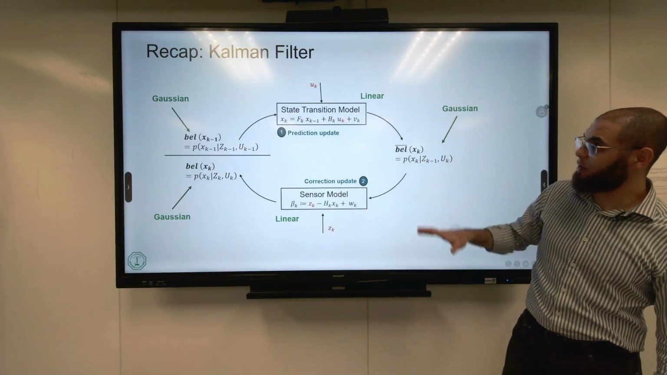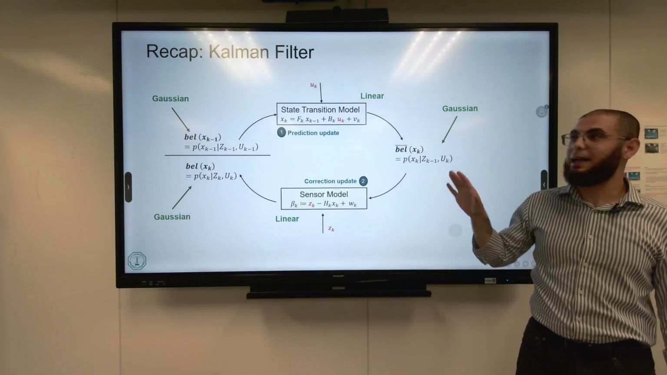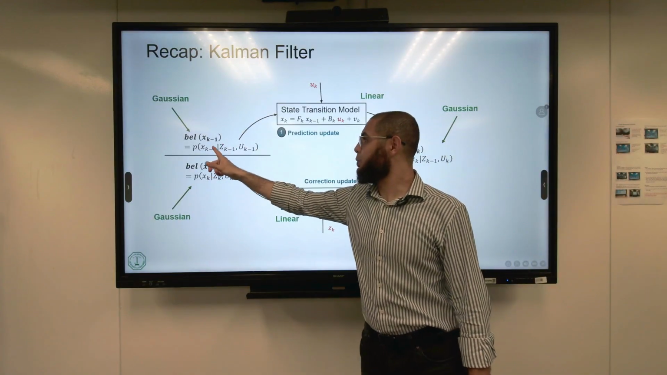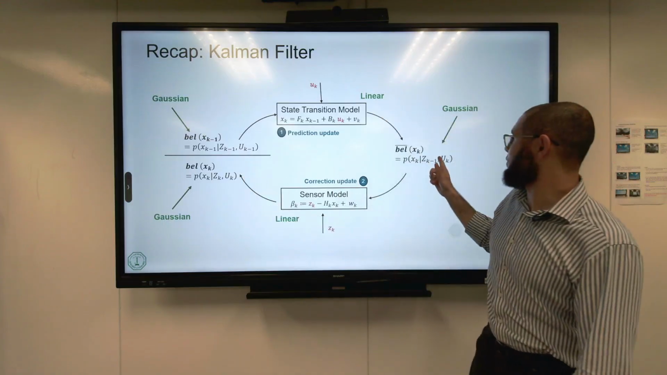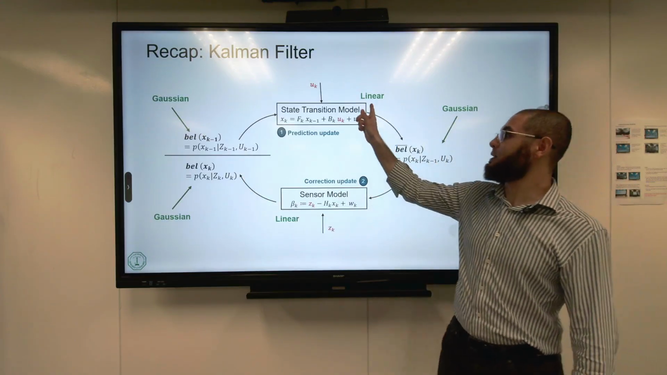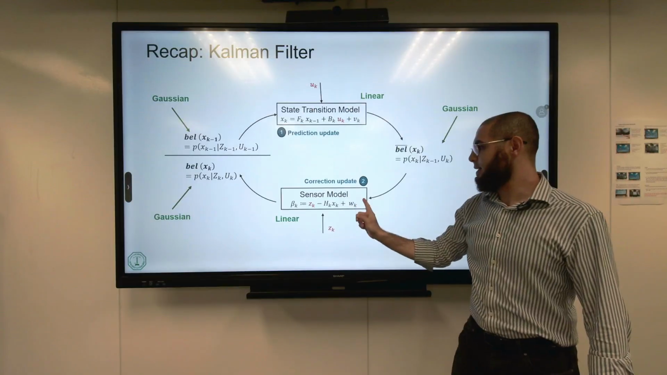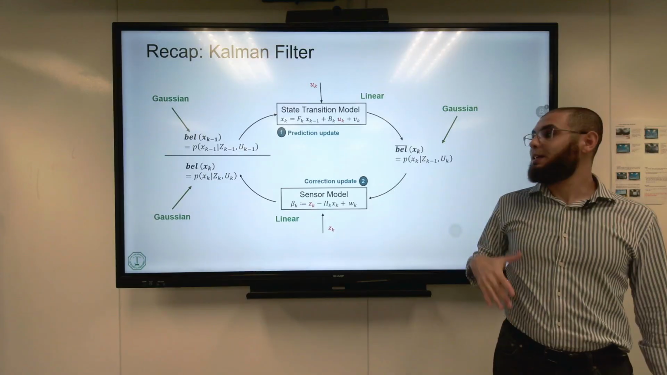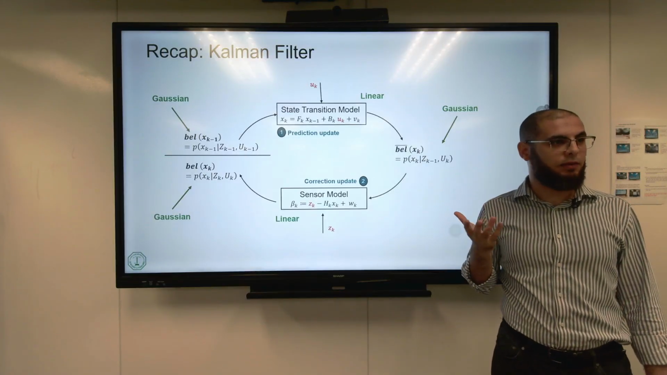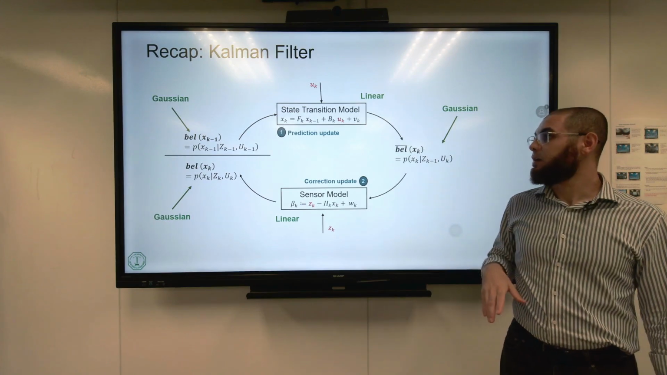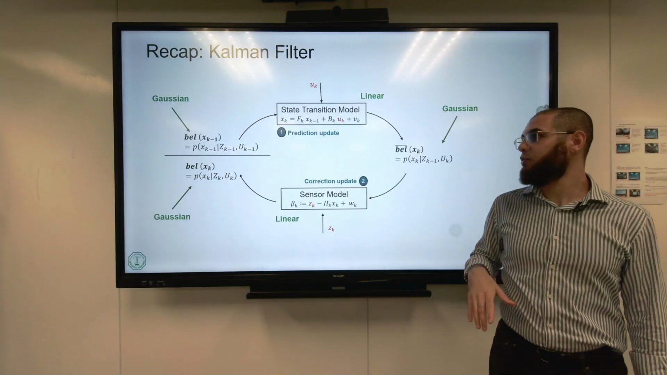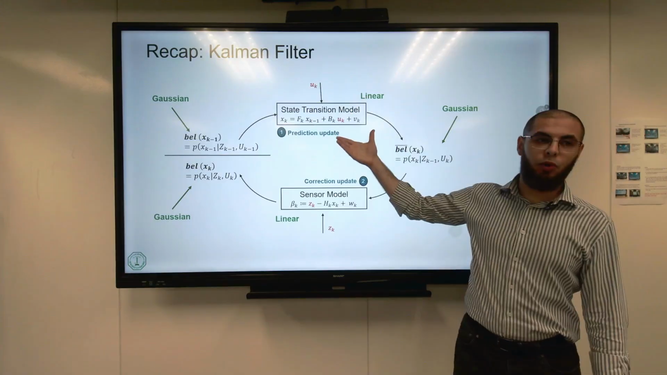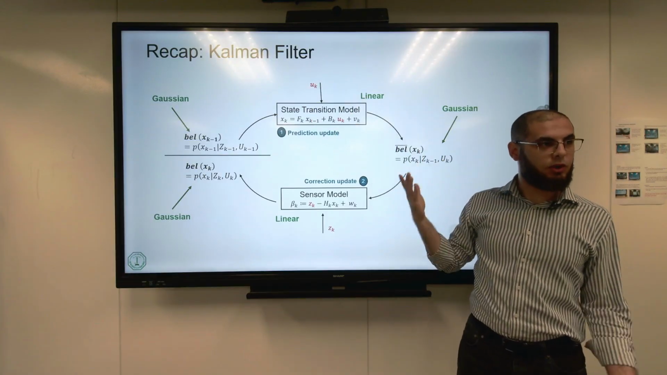When we looked at the state transition model, we said that what the Kalman filter will do is assume that all of these three probability distribution functions are Gaussians. And it assumes that the state transition model is linear and the sensor model is linear. So everything is either linear or Gaussian. The whole idea, which is very easy to work with from a probabilistic point of view, is that when you have a Gaussian that goes into a linear model, the output is a Gaussian.